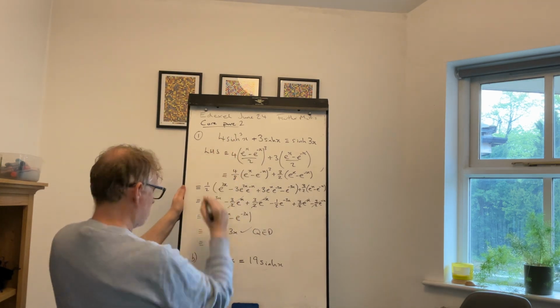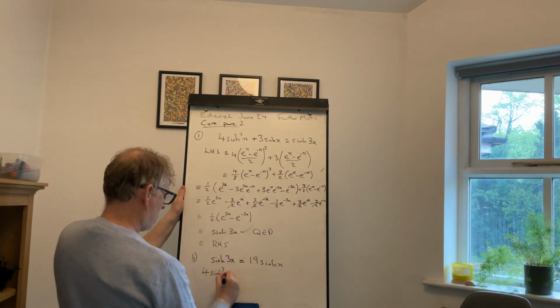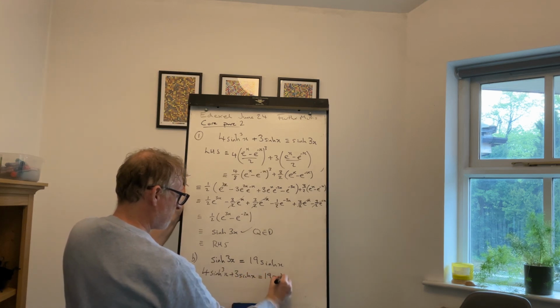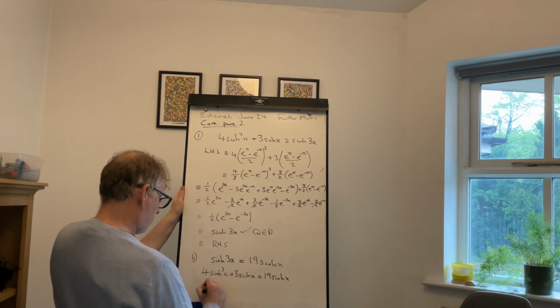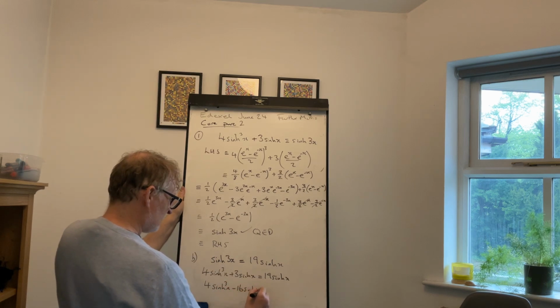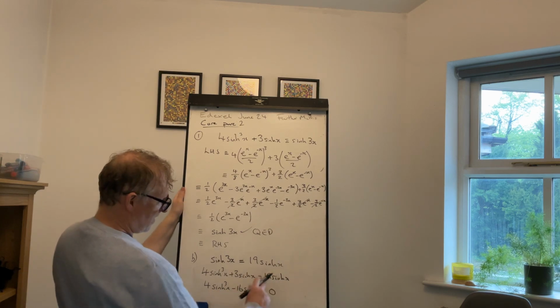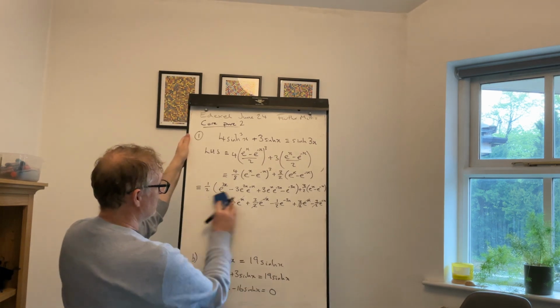So replace the sine 3x with 4 sine cubed x plus 3 sine x equals 19 sine x. Everything over the other side, so we've got 4 sine cubed x minus 16 sine x equals 0. Don't divide through by sine, by the way, because obviously you're going to lose a solution. Never do that. Factorise instead.